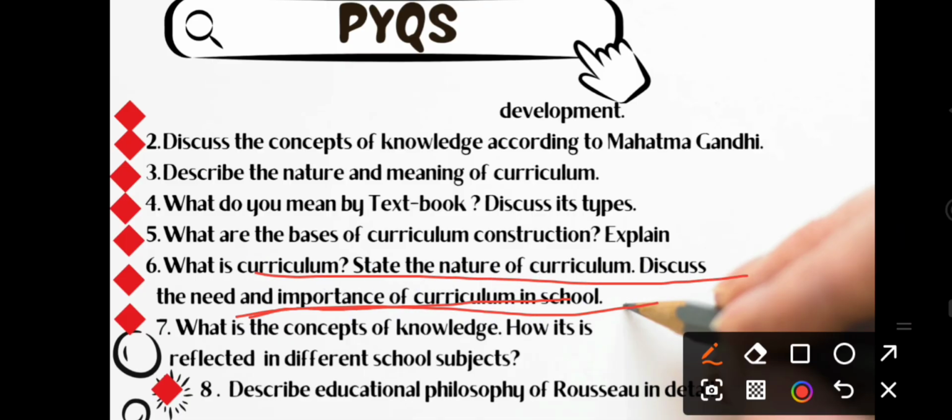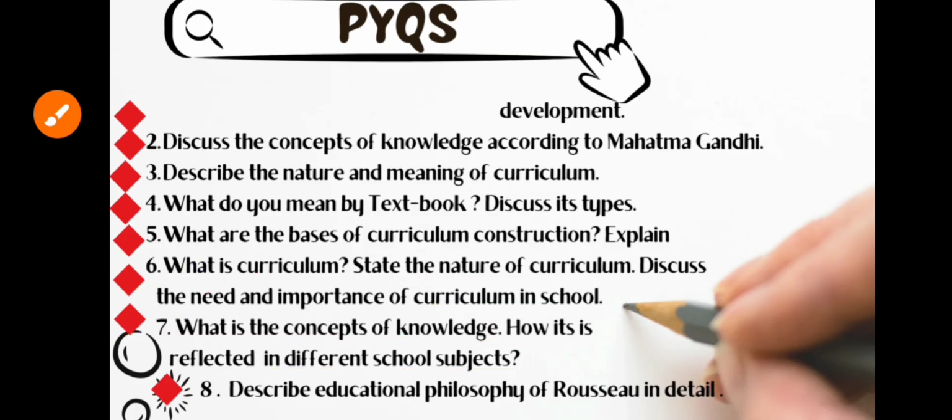Okay. Question number 7, what is the concept of knowledge and how is it reflected in different school subjects? So basically we have to explain knowledge and how it is reflected in our school subjects, that is maths, science, social science, history, English language subject, art subject, how knowledge is reflected in these subjects.